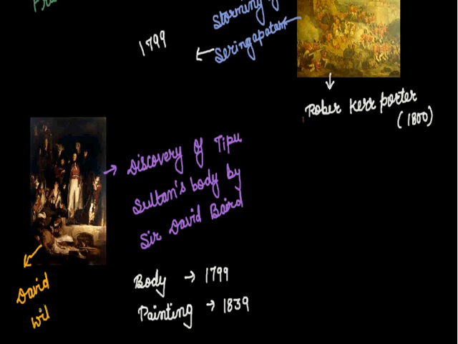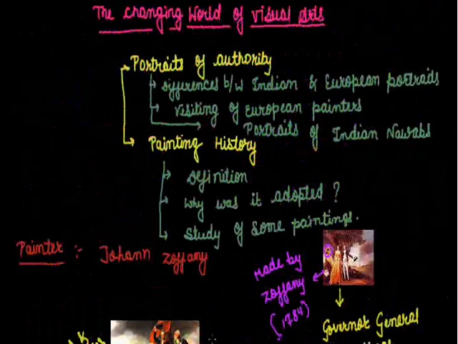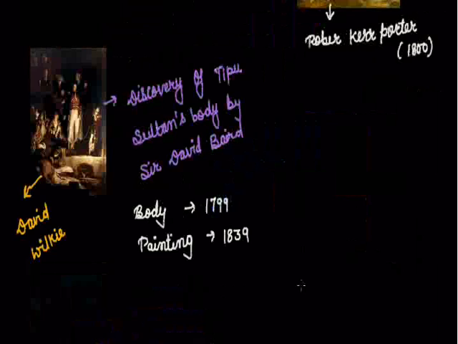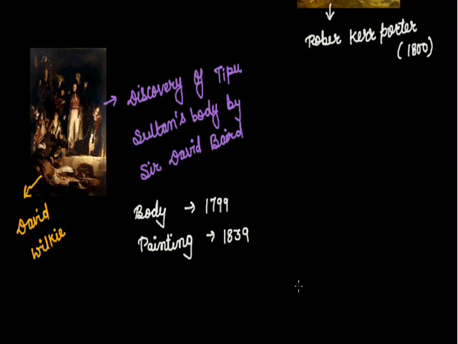As I told you in my previous video, European artists introduced oil painting. So all these images are examples of oil painting, from the first to this last image. Look at this painting carefully. Look at the way General Baird, this is General Baird, who led the British army that stormed Tipu's fort.